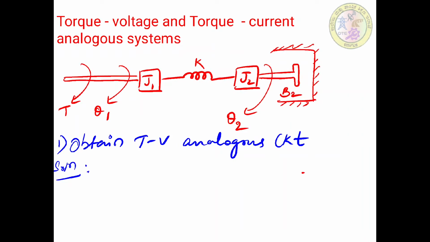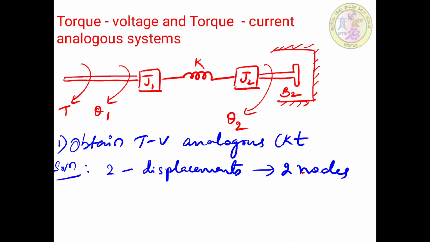Okay. So therefore, here J1, J2 are the two mass of inertia in the system. Theta 1, theta 2 are the two displacements. So therefore, there are two displacements, and because of that, we will be having two nodes in the equivalent mechanical system. And also, you have to observe from the given mechanical system what are the elements that are going to be connected to the two nodes.